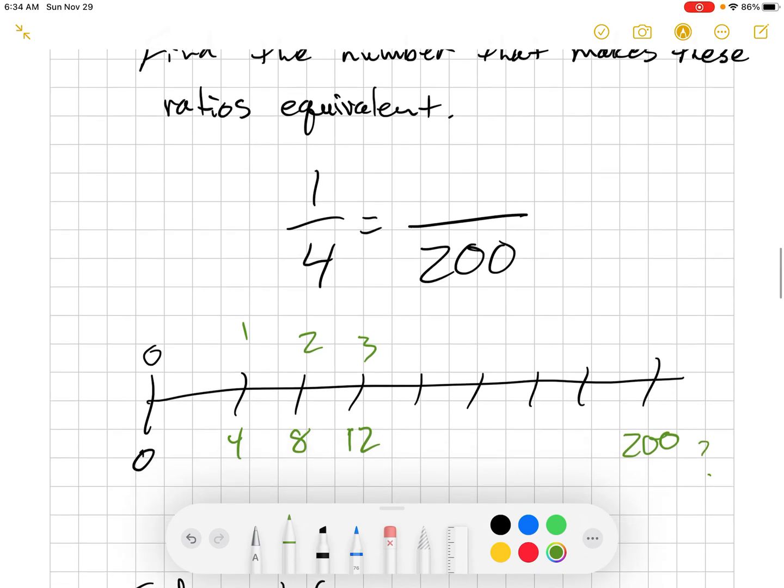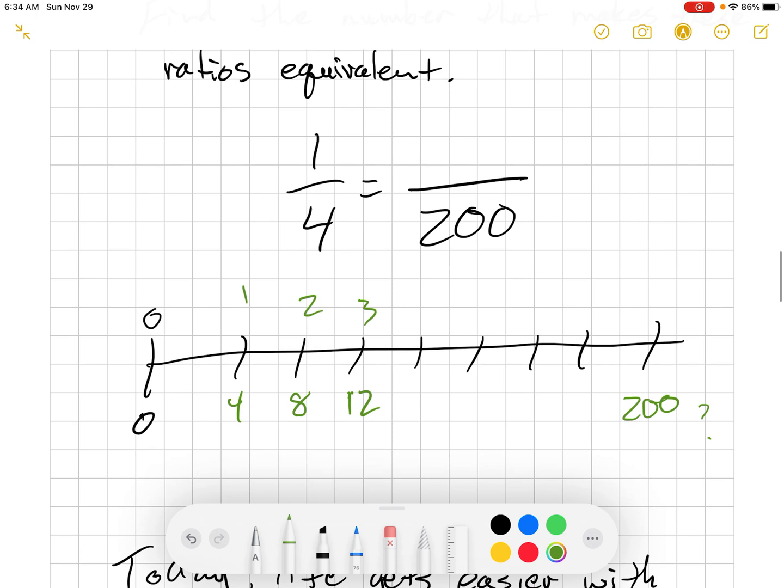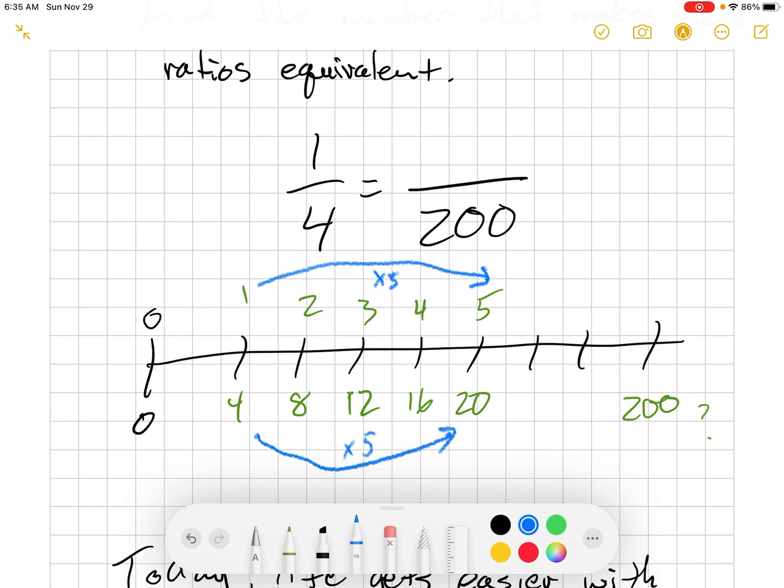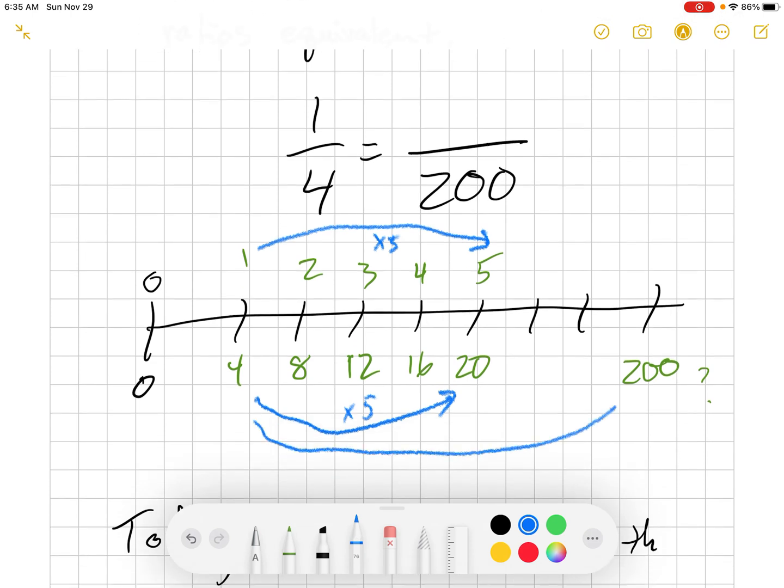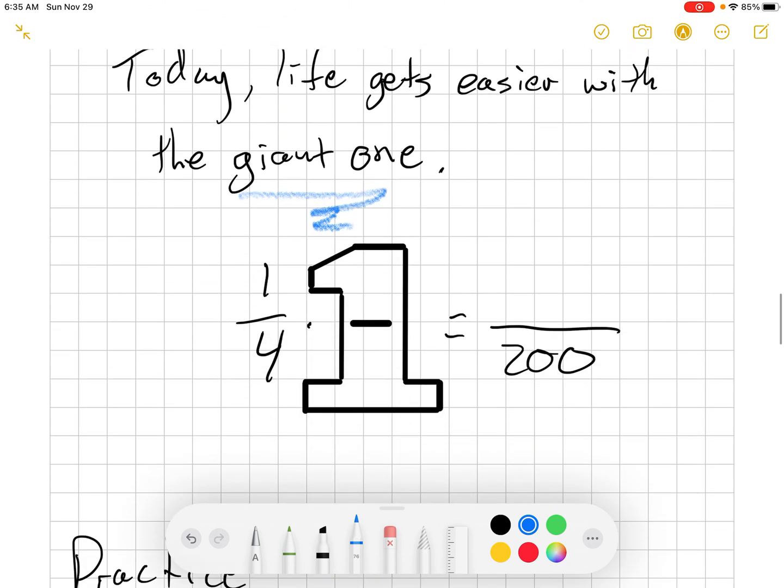Quite a long process. So we have to remember that, let me fill in a couple more. 4 and 16 and 5 and 20, right? To get from the 1 to 5, we multiplied by 5, don't we? But I have to multiply by 5 to get to here. It's the same thing in order to be an equivalent ratio. So I'm going to do the same thing here. What does it take to get to 200? What does it take to get to 200? And that's going to get me the same thing over here. All right, let's talk about that with the giant 1.